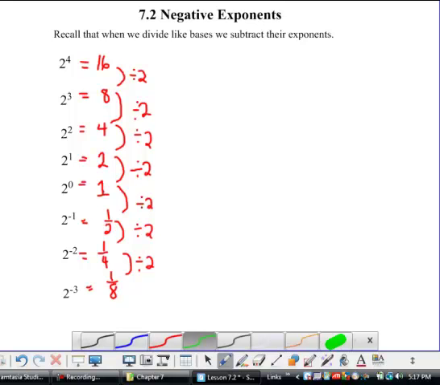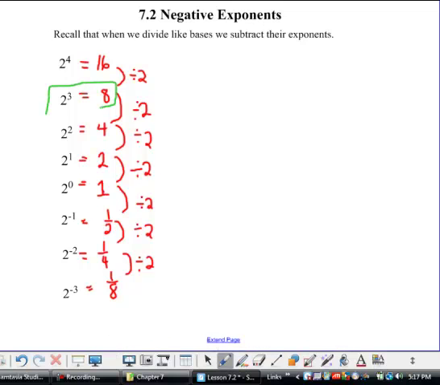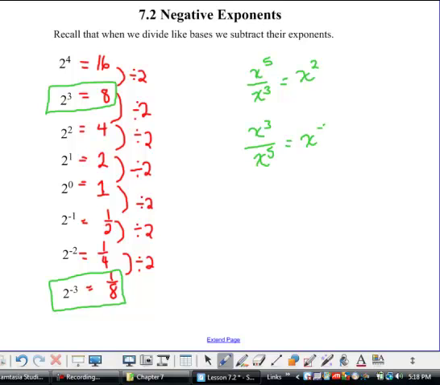And hopefully you see some other patterns here. For example, 2 to the third is 8. And look what 2 to the negative third is. 1/8. Aha! So now do you see what a negative exponent is? So if I come back here and I bring back that old problem that we started the class with, x to the fifth over x to the third is x to the second. So what do you think x to the third over x to the fifth is? Well, we're still going to subtract and get x to the negative 2, but it's really 1 over x squared.